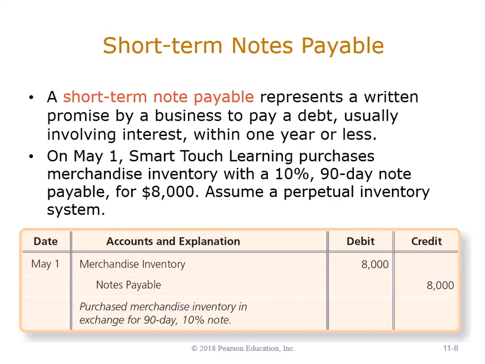Okay, so in this case, they give us an example here. Smart Touch Learning purchases merchandise inventory, and the supplier offers them a note payable. Okay, so they have 90 days to pay this $8,000 note, and it has an interest rate of 10%.